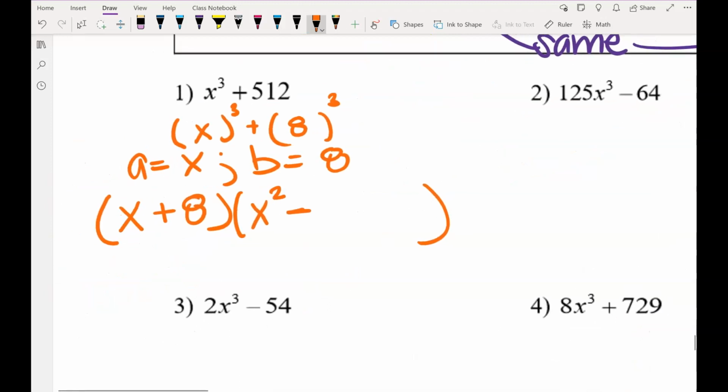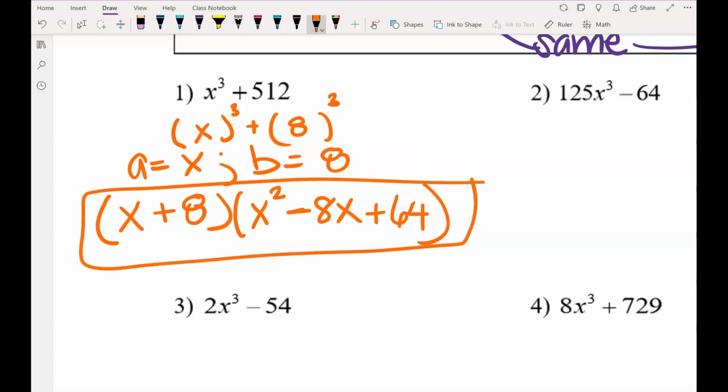What is a again? X. What's b again? 8. What's x times 8? 8x. Now, the last sign is always positive. But it's b squared, right, students? So what's 8 squared? 64. And guess what? We box it up because we are done.